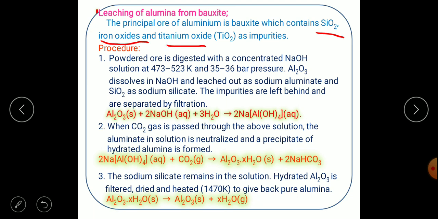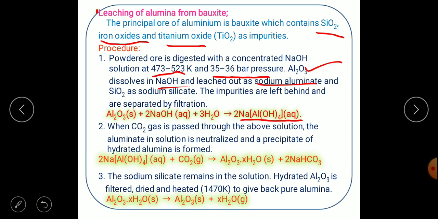First, the powdered ore is digested with a concentrated sodium hydroxide solution at a temperature of 473 to 523 Kelvin and 35 to 36 bar pressure. So at a very high temperature the reaction is going to take place here. Aluminium oxide will dissolve in sodium hydroxide and be leached out as sodium aluminate.